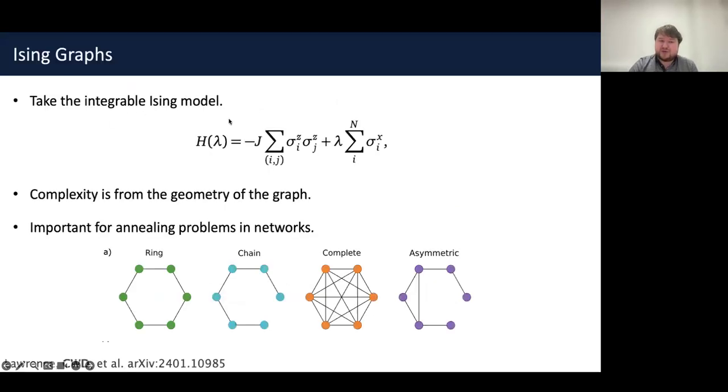So we're going to simply take the Ising model, relatively simple. We're again going to drive lambda, and the complexity of this problem is going to come from the geometry of the graph instead of any property of the Hamiltonian. This is, of course, I think, an important problem for annealing problems, for networks especially, and I think it feeds into quite a lot of what people are doing in annealing procedures these days. So of course we can take different graphs: we can consider the physics ones, the ring, the chain and the complete, and then we consider the properties of most graphs for larger sizes, which will be asymmetric.